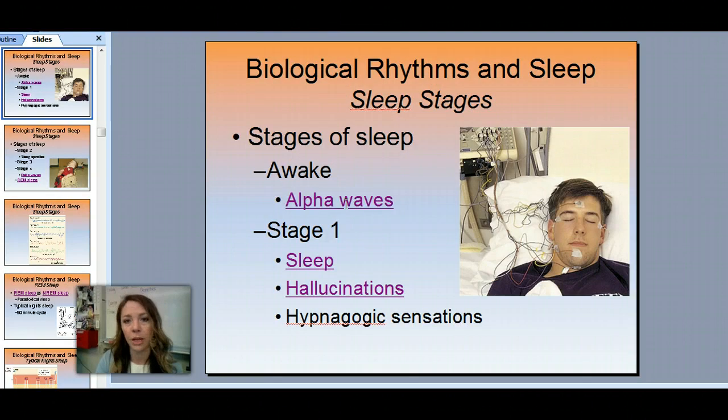Your sleep stages. There are a lot of mnemonic devices that we talked about for remembering the stages of sleep. So remember that your first one, when you are awake, you have alpha waves. Actually, let me pause it and get a board real quick. I realized yesterday you couldn't see what I was drawing on the board.